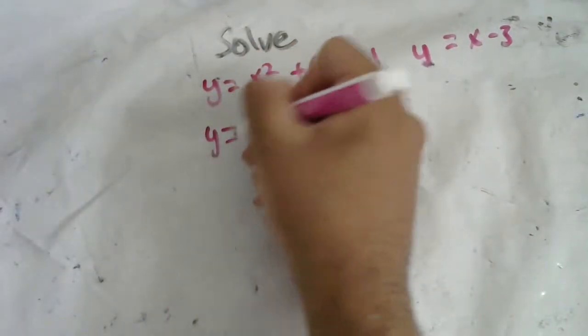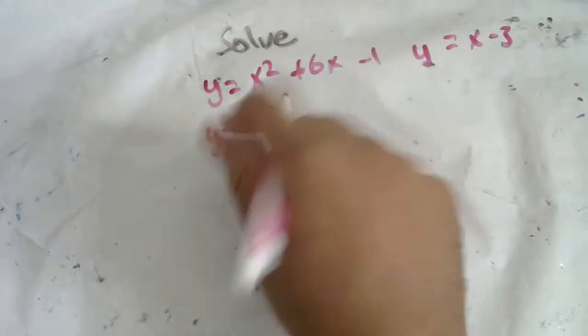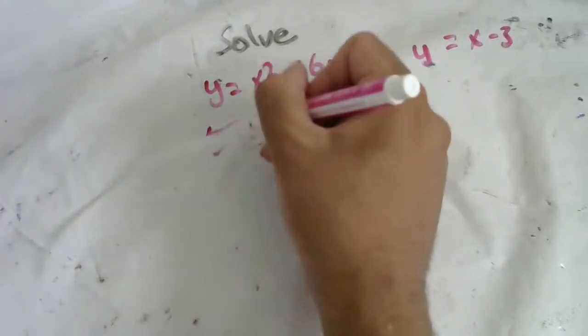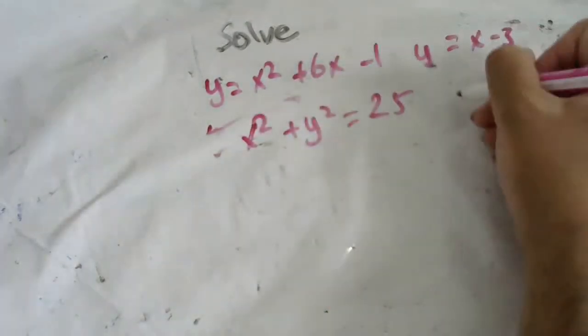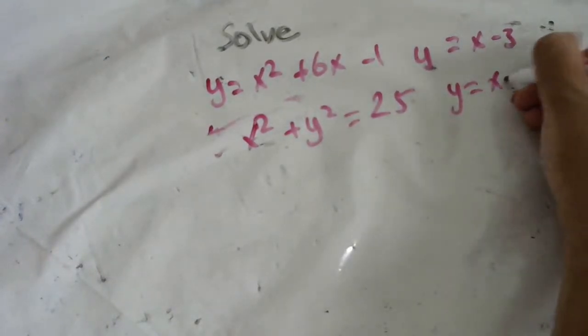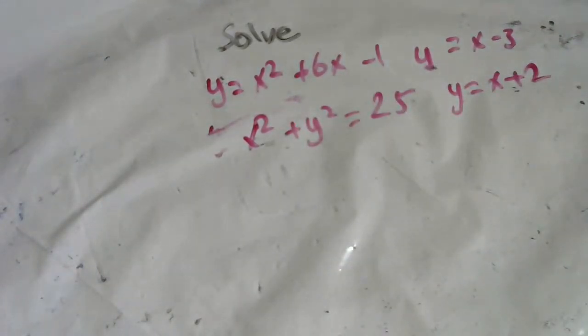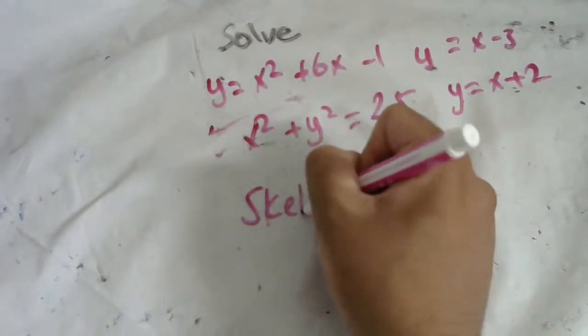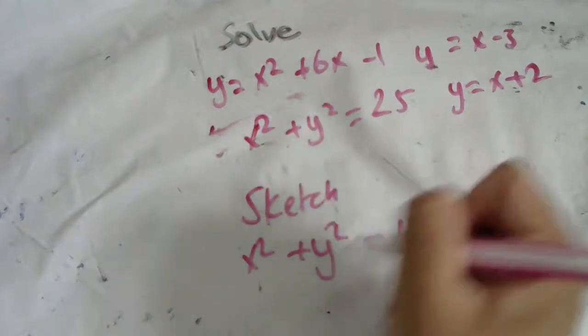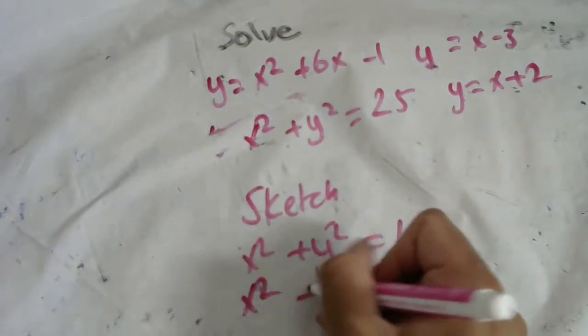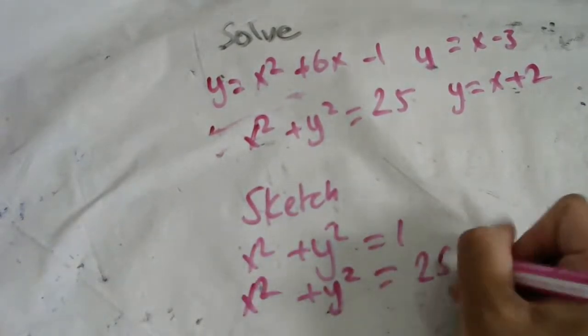Now let's do an x squared plus y squared on that one. X squared plus y squared equals 25, and y equals x plus 2. So you solve those two. And then I want you to sketch the following. X squared plus y squared equals 1. And I want you to sketch x squared plus y squared equals 256.